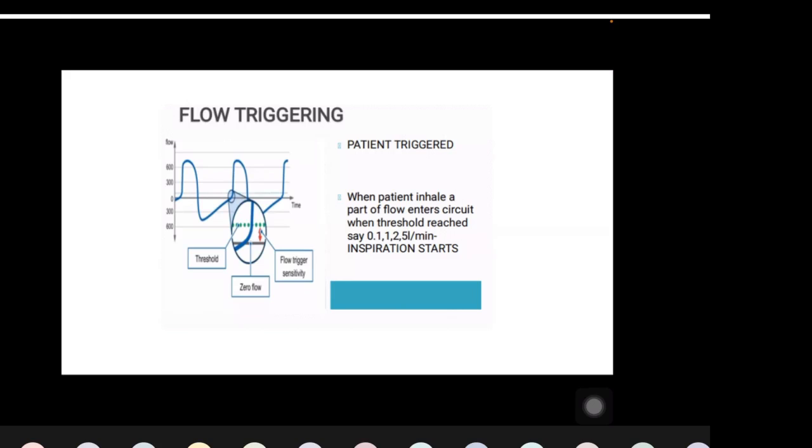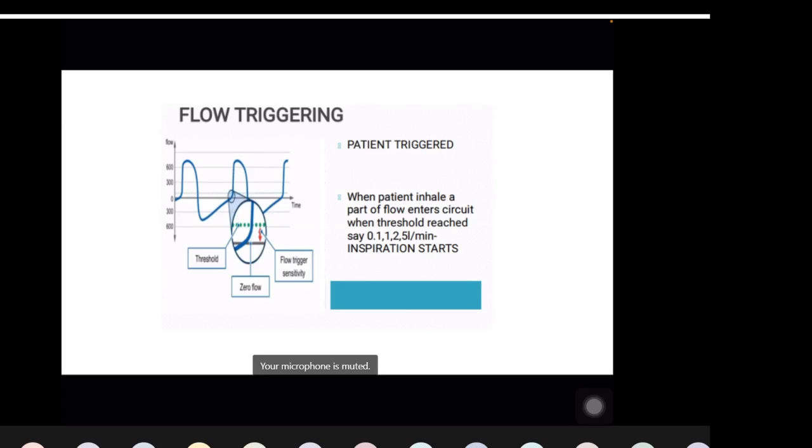Which is better, pressure triggering or flow triggering? What I will say is that flow triggering is better when the patient's work of breathing is higher, because for initiating a breath by flow triggering, less effort is required compared to pressure triggering. We can set either, but if the patient's work of breathing is high or the patient is exhausted, it is better to go for flow triggering. The only disadvantage is it can cause increased auto triggering.